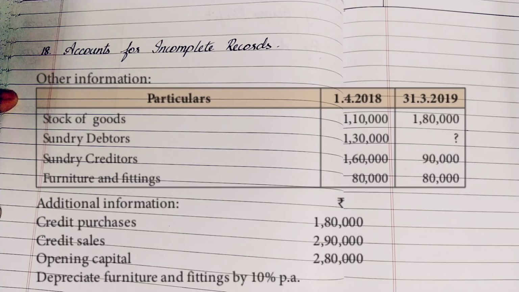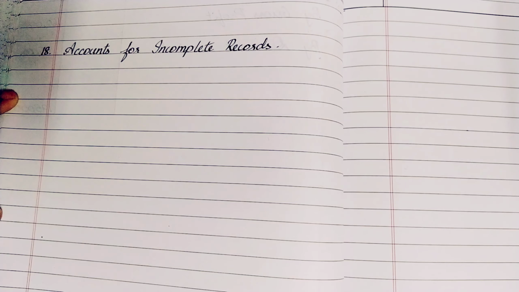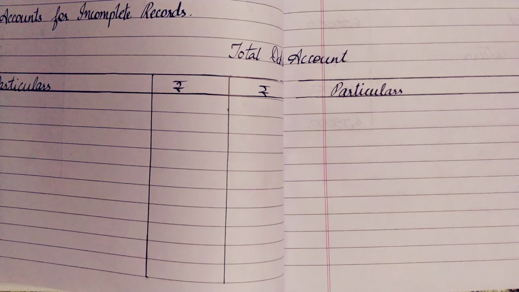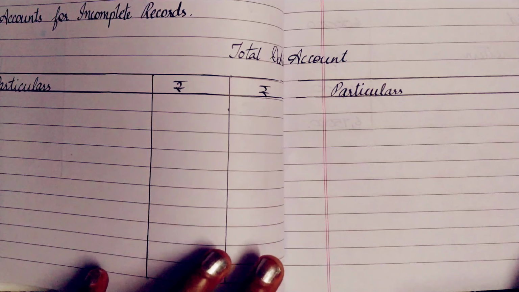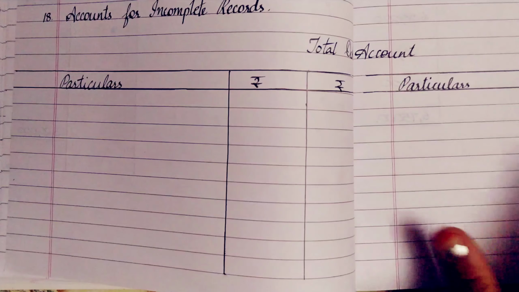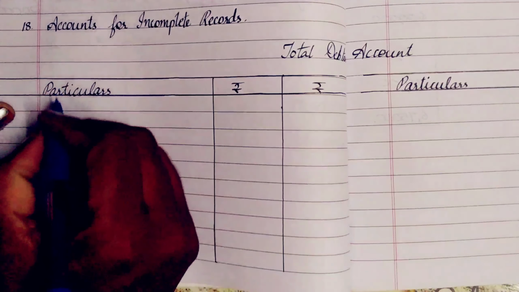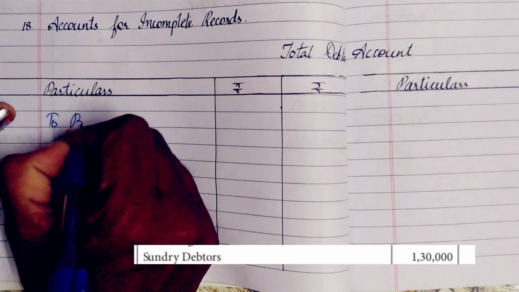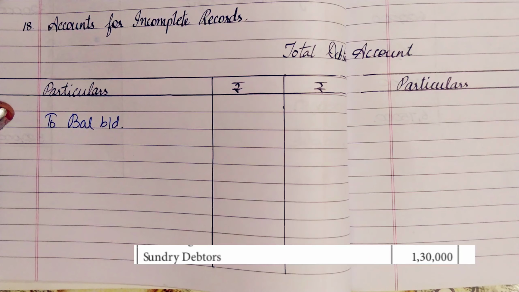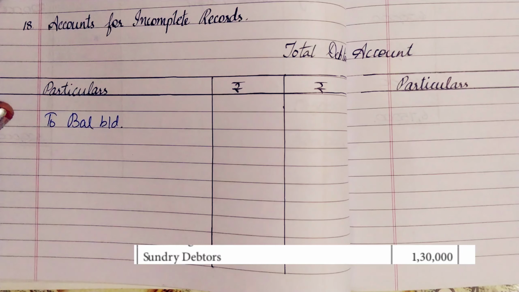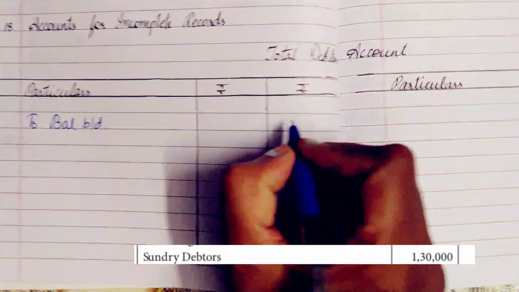So we have to start the sum with finding the closing sundry debtors. The account in which we can find the closing sundry debtors is the total debtors account. Let's start with the total debtors account to find the closing debtor balance. Since it's a debtors account, we start with the debit side, which will show the opening balance. So first let's start with to balance brought down. This is the opening debtor balance which can be taken from the other information which is given. So that is 1,30,000.